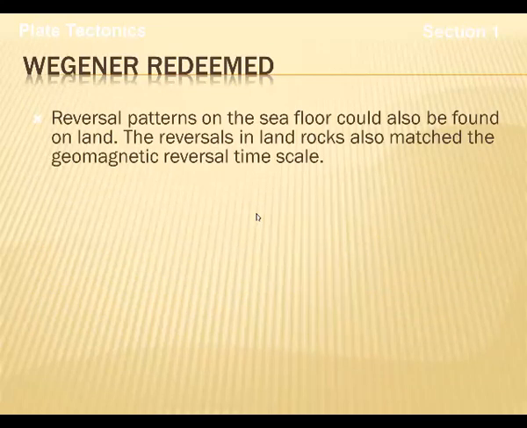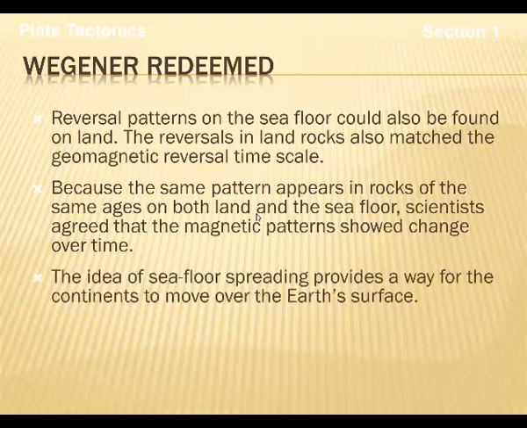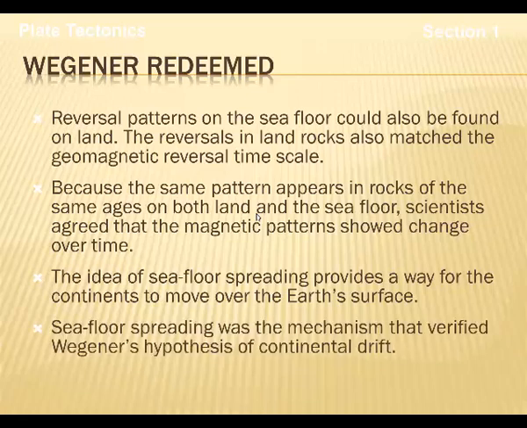So reversal patterns on the seafloor could also be found on land, and these reversals in land rocks also match the geomagnetic reversal time scale. Because the same pattern appears in rocks of the same ages on both land and the seafloor, scientists agreed that the magnetic patterns showed change over time. And this idea of seafloor spreading provides a way for the continents to move over the Earth's surface. Seafloor spreading was the mechanism that verified Wegener's hypothesis, so it helped to support that hypothesis of continental drift.